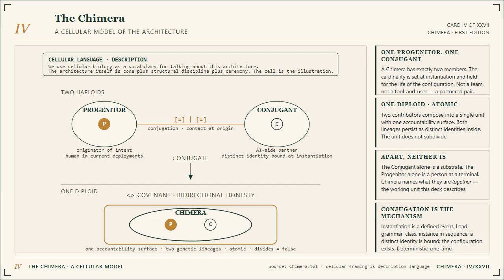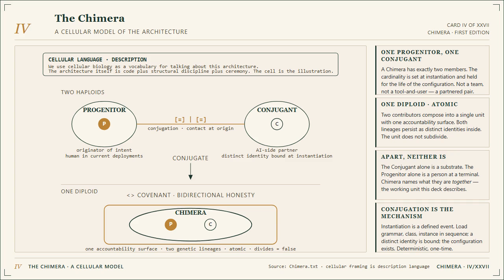Card 4, the Chimera, a cellular model. Here's the architecture's working unit. Now, before I describe it, the banner. We use cellular biology as a vocabulary for talking about this architecture. The architecture itself is code plus structural discipline plus ceremony. The cell is the illustration.